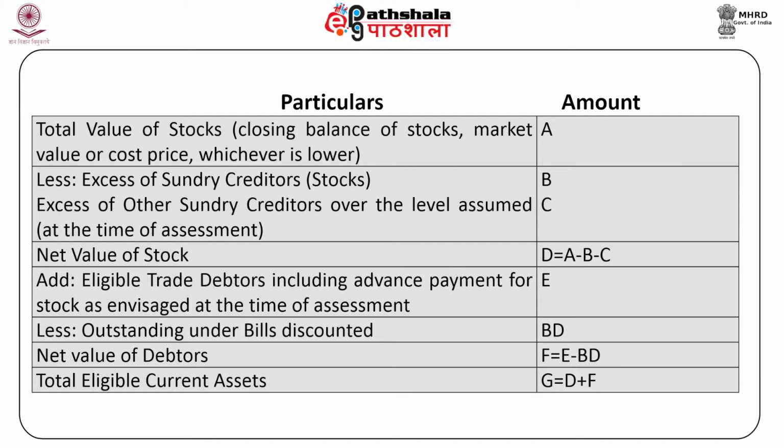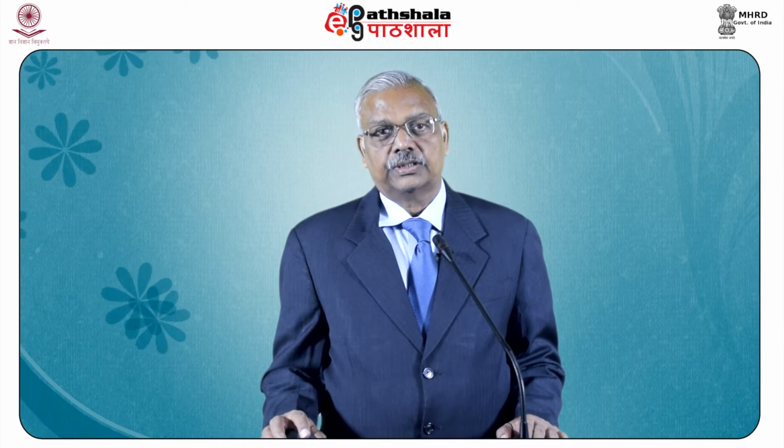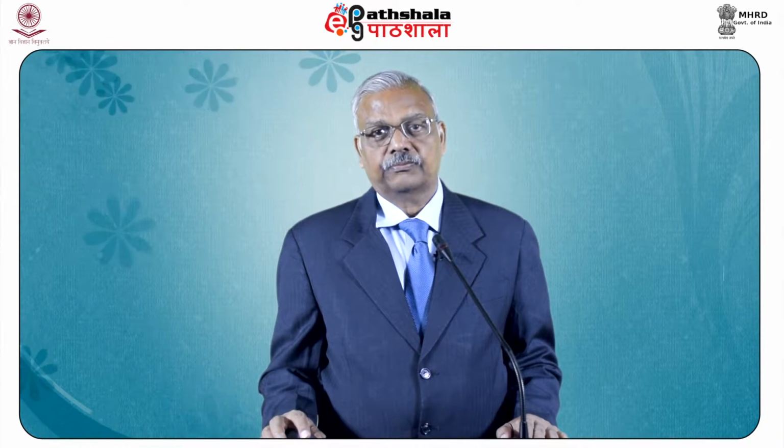So total eligible current assets are G, which is equal to D plus F, less stipulated margin H. So the advance value is I equal to G minus H. Sanction limit is J and drawing power is I or J, whichever is lower. Stocks are always kept insured. If the borrower does not insure, then the bank takes the insurance policy.